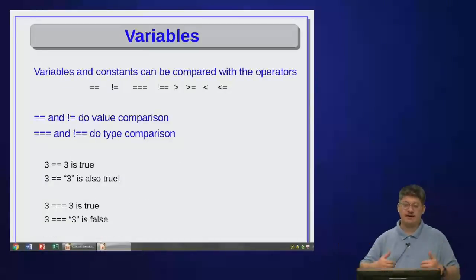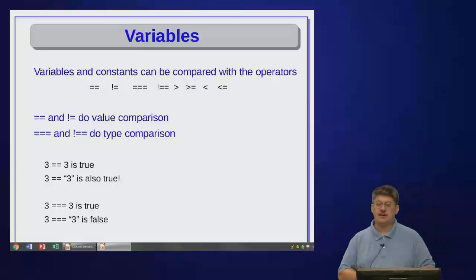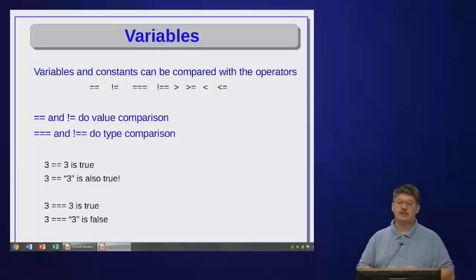I can compare two variables. JavaScript has a bunch of comparison operators. To compare strings for equality, I can use equal equal. To compare strings for inequality, I can use bang equals or not equal. I can also do greater than or equal to, less than or equal to. But I also have these two strange operators. I have equal, equal, equal, and bang equal, equal.